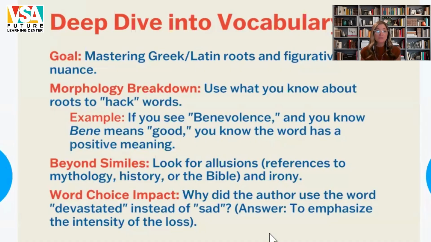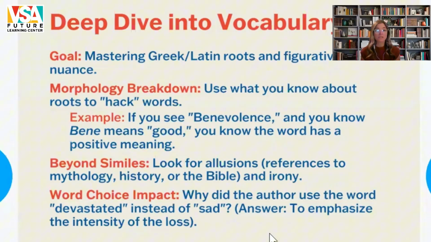So beyond similes, you also want to look for allusions. Allusions are references to mythology, history, or even the Bible, as well as irony. Irony is when you have something happening that's the opposite of what you expected, or when someone says something and it's the opposite of what they mean, kind of like sarcasm. Word choice impact. Why did the author use the word devastated instead of sad? In order to emphasize the intensity of the loss, right? The word choice impact is going to stem from the connotation of the word.